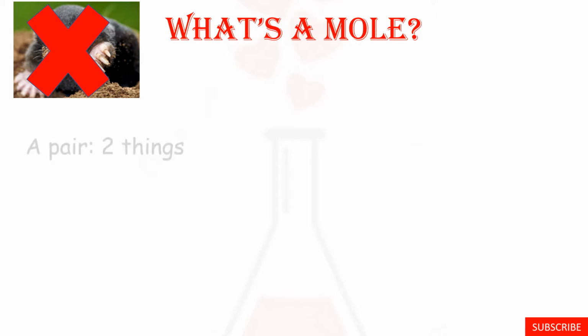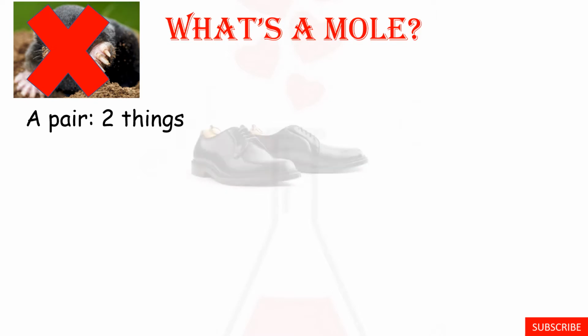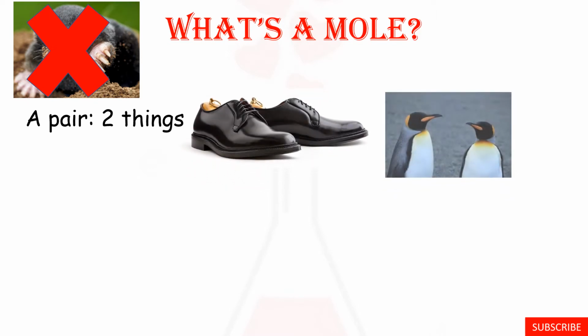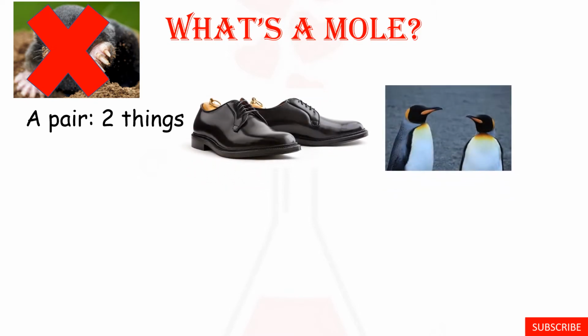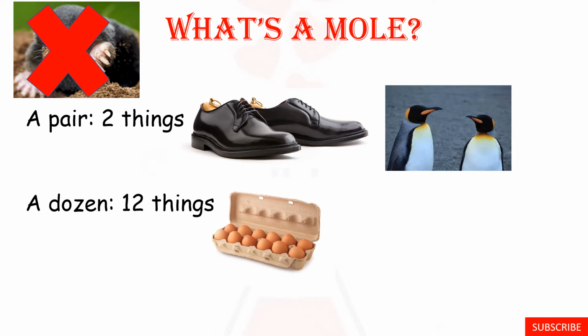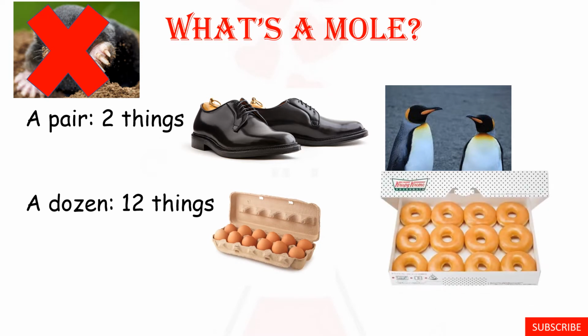So when you look at a mole, just like you have heard of a pair, meaning two things, when you have a pair of shoes or a pair of penguins, it means two things. So even a mole will have a certain number attached to it, just like you may hear a dozen, meaning 12 things, or a dozen of eggs, that means you have 12 eggs, or a dozen of donuts. So a mole will basically be a measure of a substance.